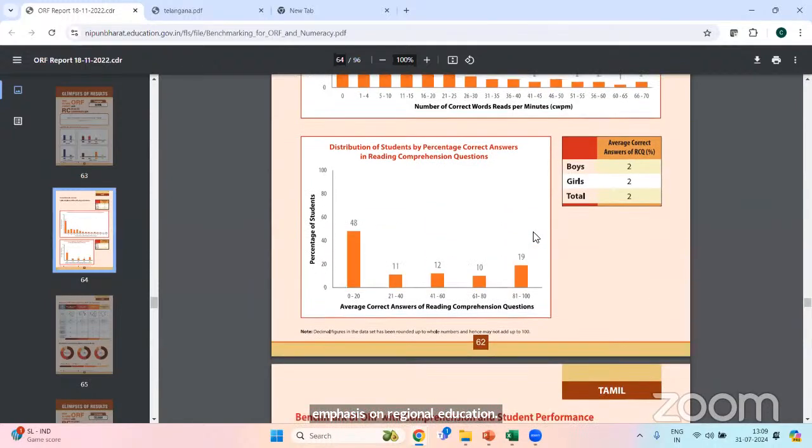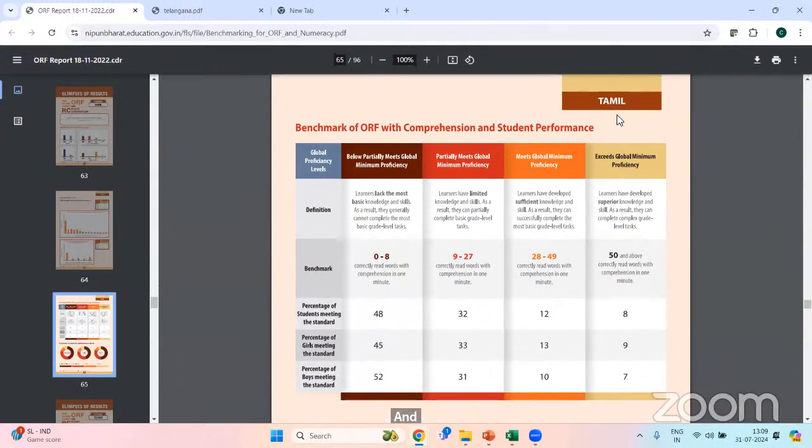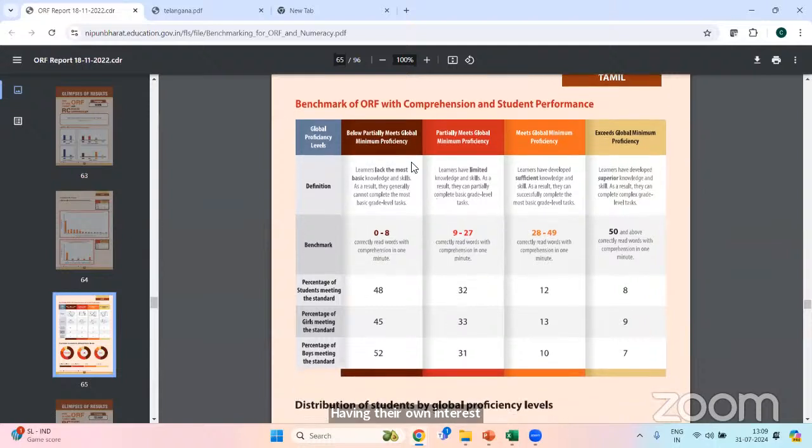But look at here, because the reason why I have taken Tamil is because Tamil people are very much having their own interest and respect towards their knowledge. But here, look at the benchmark of oral reading and fluency with the comprehension and students' performance. The benchmark was around 0 to 8, where it is considered as the students who are below partially. They are meeting the global proficiency level.